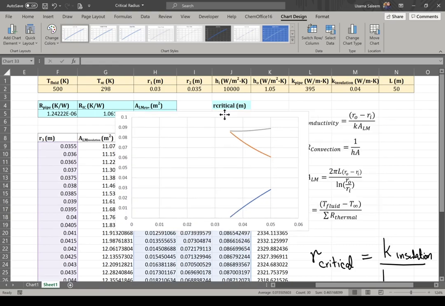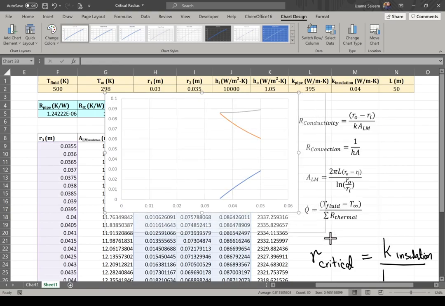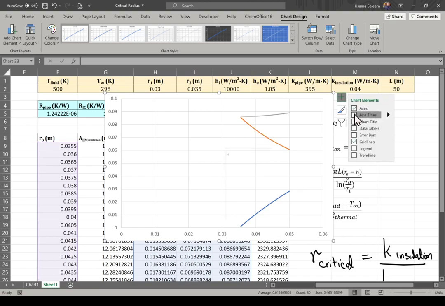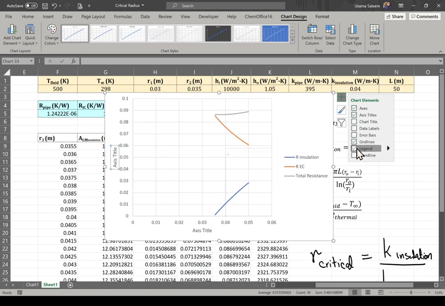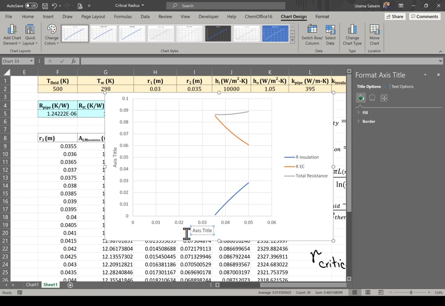Okay, so this doesn't make a lot of sense right now. So just to add axes, we need to add axes, and we need to add our legend. So the blue one is the resistance due to insulation, and as you keep adding more insulation, the conductive resistance is going to increase. But the resistance due to external convection is going down, and there's going to be a minimum value. So let me just format this real quick so you guys can see.